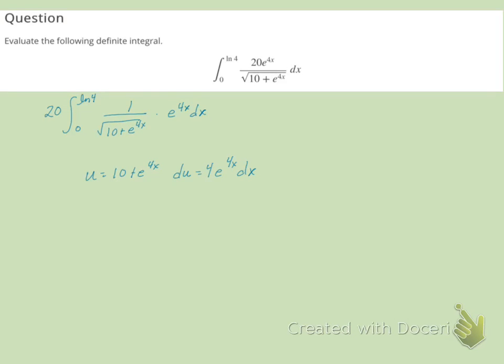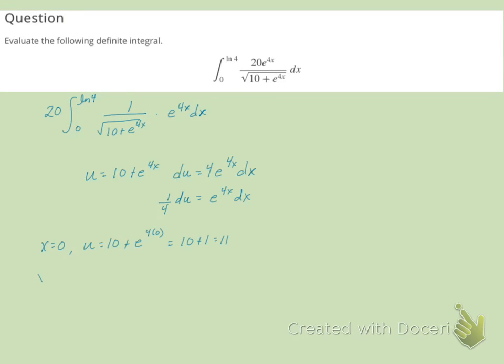So I'm going to divide both sides by 4 since I really don't want it. I want just a plain e to the 4x dx. And then we also have to change our limits of integration. So when x equals 0, that means u will be 10 plus e to the 4 times 0. Anything to the 0 power is 1. So this is going to be 10 plus 1 or 11.